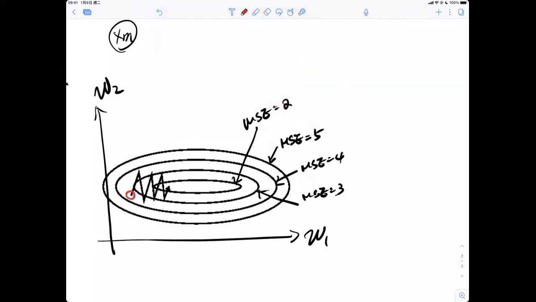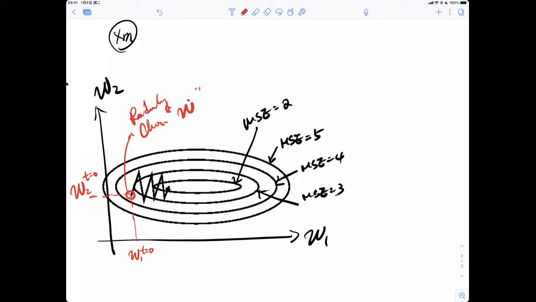At the very first place, we randomly choose our W, W1, W2. At the very beginning, you randomly choose W1 and W2 at this red point.